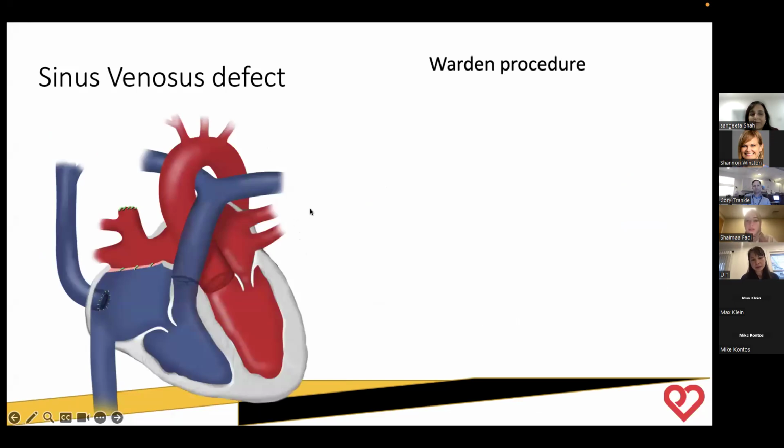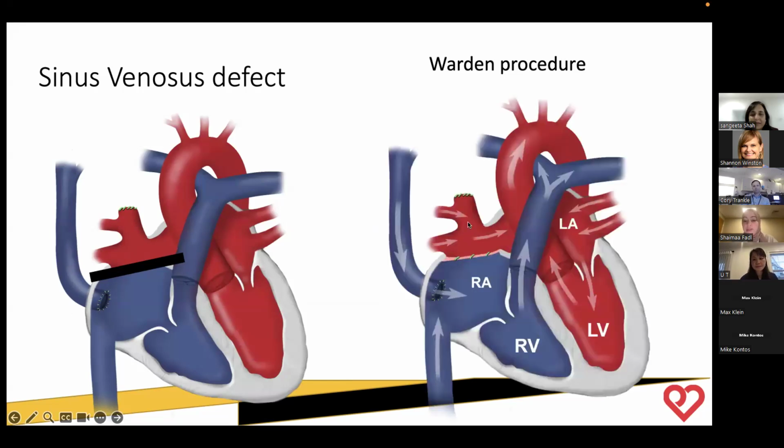One of the surgical procedures is the Warden procedure, where the surgeons are aiming at directing the anomalous venous return to the left atrium and reconnecting the SVC or the IVC to the right atrial appendage. So it allows the oxygenated blood to go to the left side of the heart and the deoxygenated blood to go to the right side of the heart.